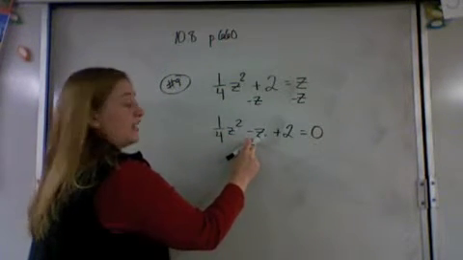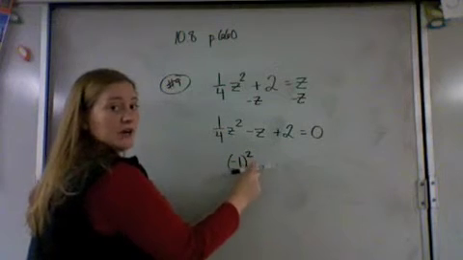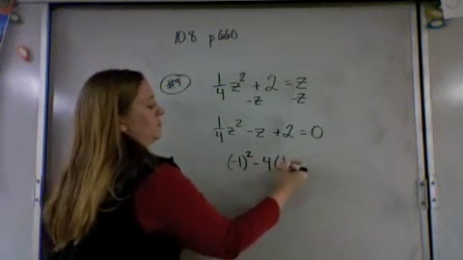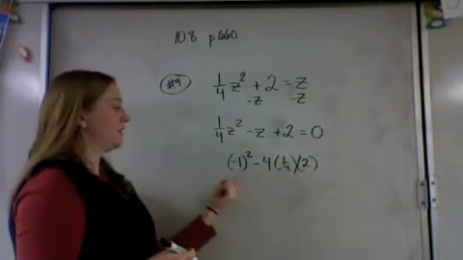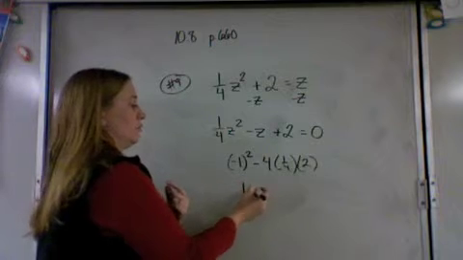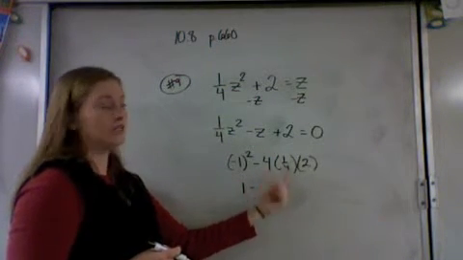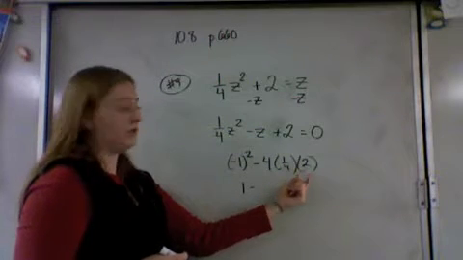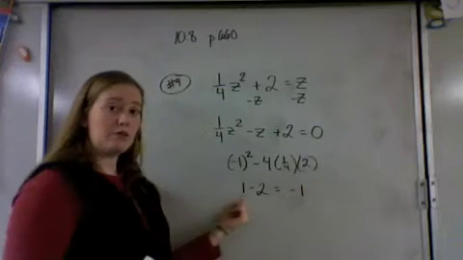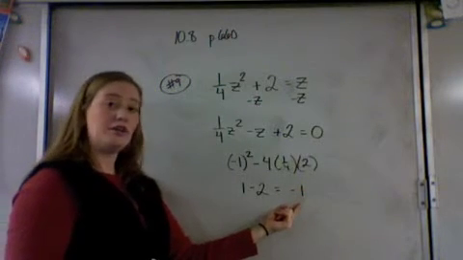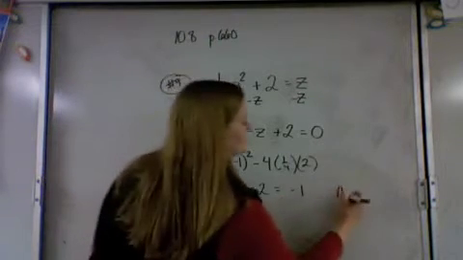Our b value is negative 1, so we're going to end up with negative 1 squared, because remember it's b squared, minus 4 times 1/4 times 2. 4 times a times c. Negative 1 squared is just 1. 4 times 1/4 is 1, times 2 is 2. So we have a negative 2. 1 minus 2 equals negative 1. So since our discriminant is negative, it means there must be no solution.